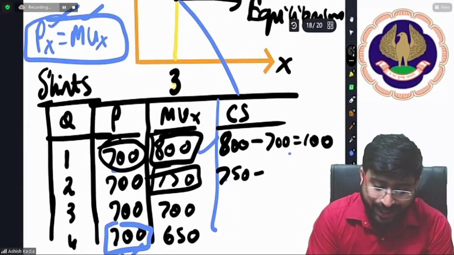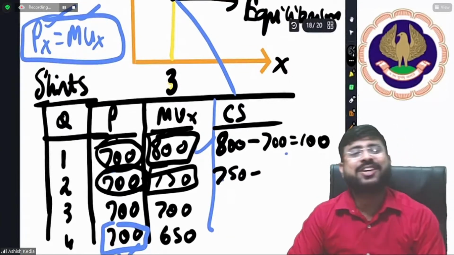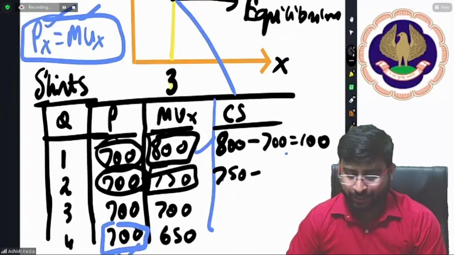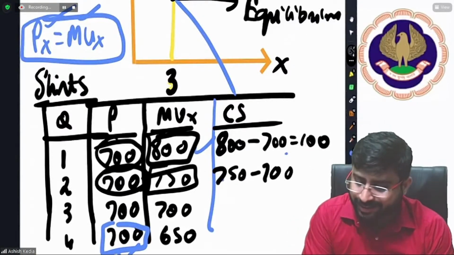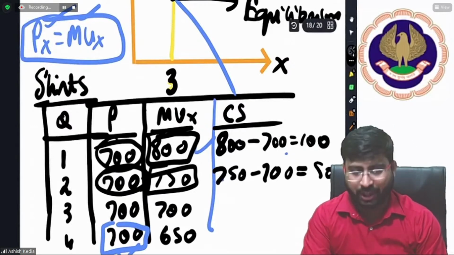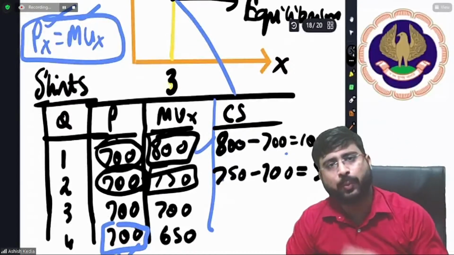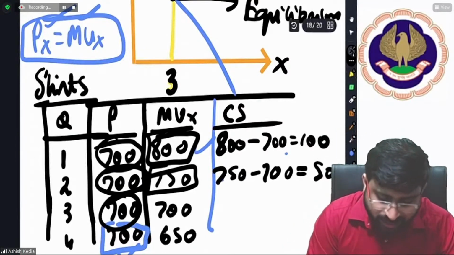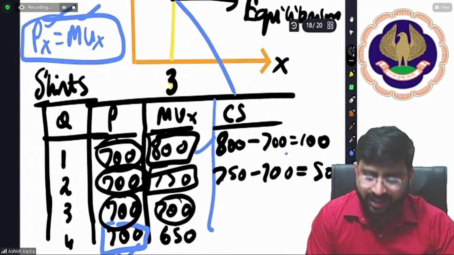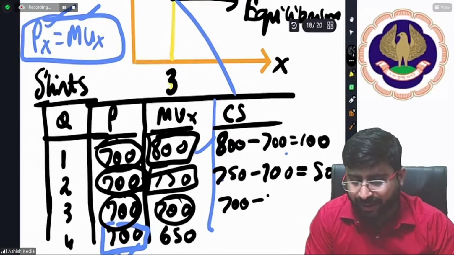But what are you actually paying, my lovely friends? Sir, we are actually paying 700 only. So how much is the consumer surplus? Yes, you guessed it right. It's 50 rupees. Consumer surplus is 50 rupees. Again, here 700 you were ready to pay. 700 is the actual price. So 700 minus 700 is 0.